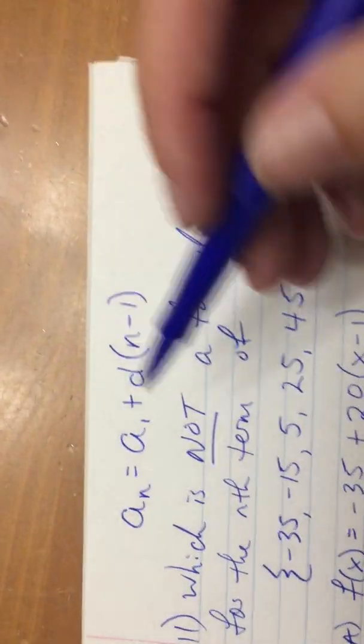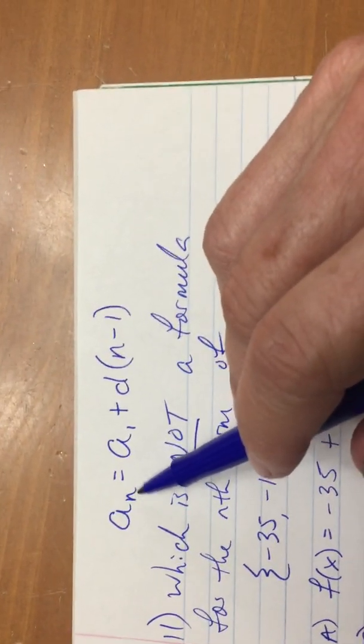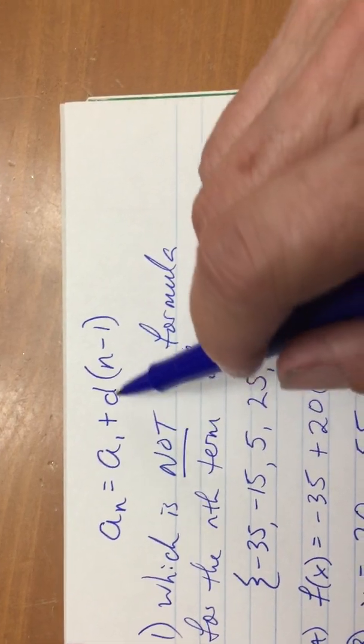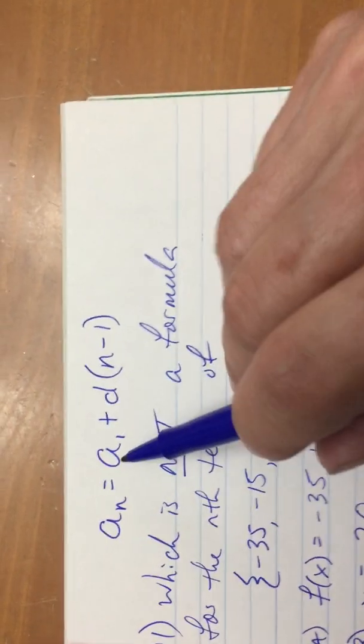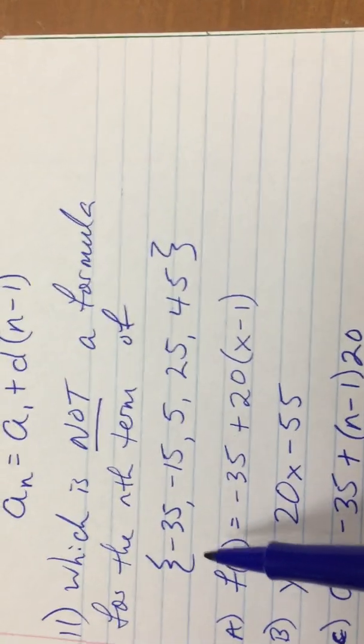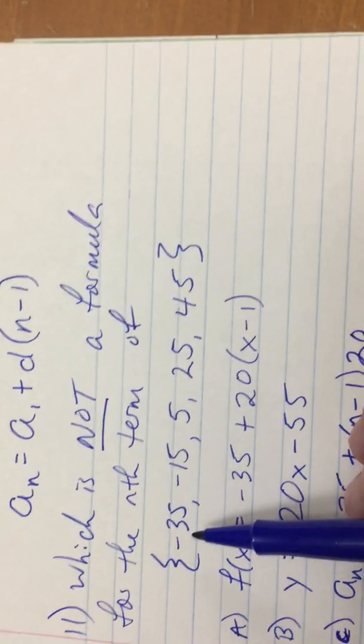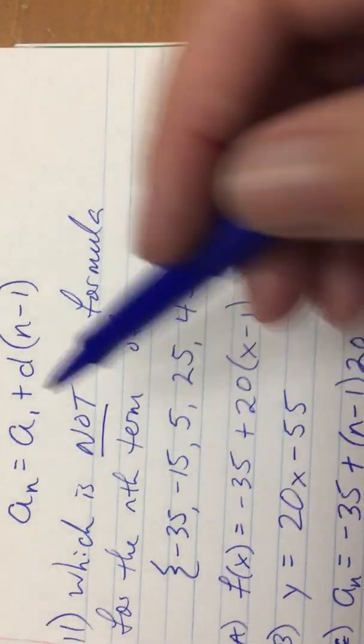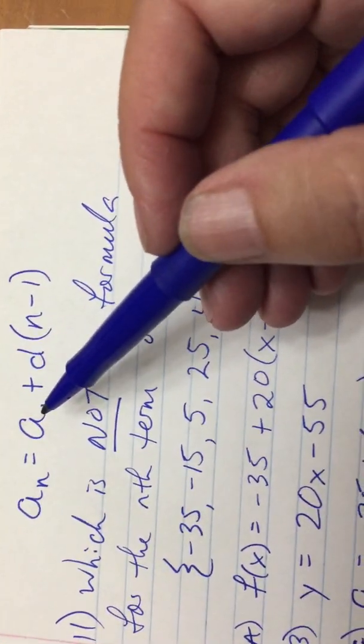And so that nth term is my explicit formula. Any term can be found by taking a sub 1 plus the d, parentheses, n minus 1. We drop in the a sub 1, we drop in the d. So when you look at this series of the sequence down here, this pattern of numbers, the first one is a negative 35. So my a sub 1 is a negative 35.